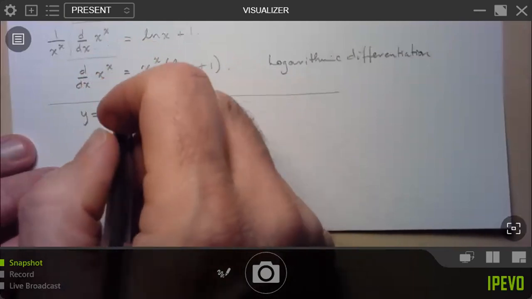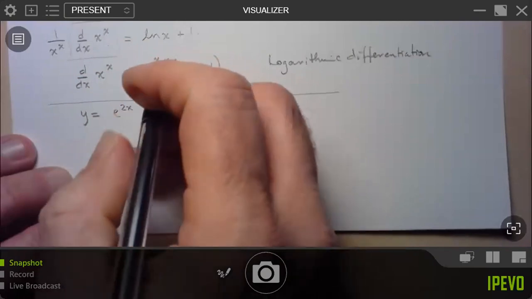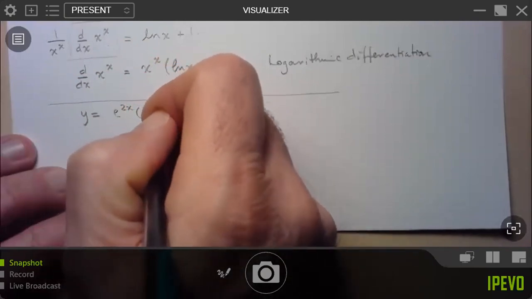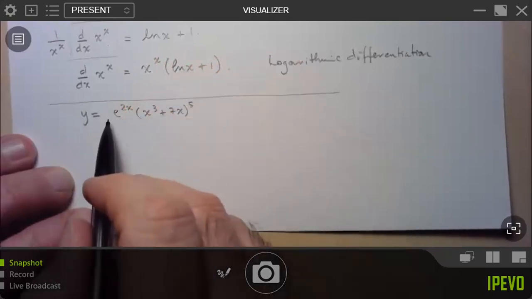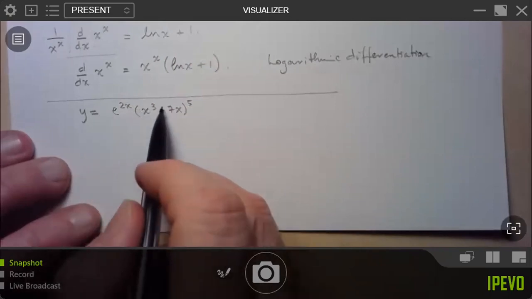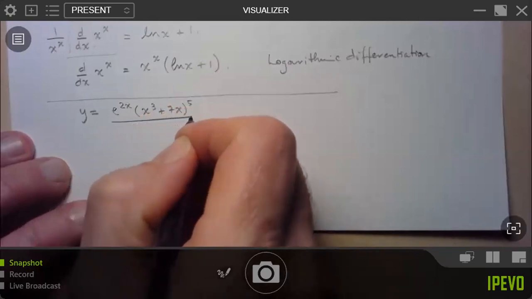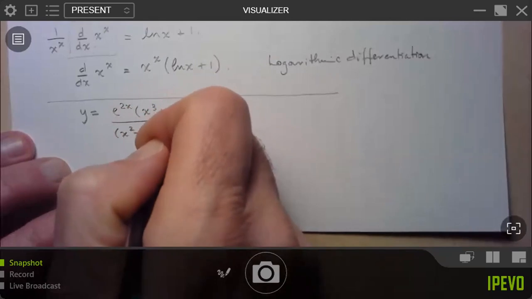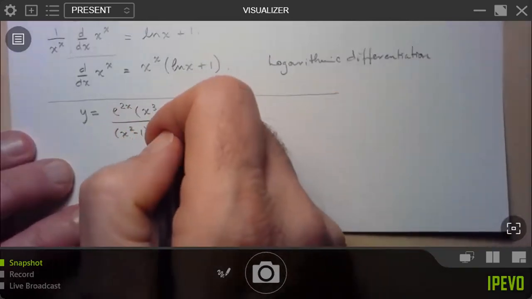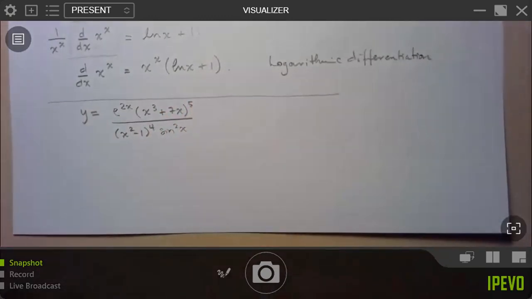So I'm going to say e to the 2x times x cubed plus 7x to the 5, which actually you should know is not that bad on its own, but now I'm going to make it much worse because I'm going to divide this by x squared minus 1 to the 4 times, I don't know, sine squared x. Can you find the derivative of this function?